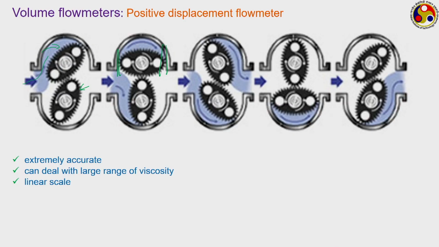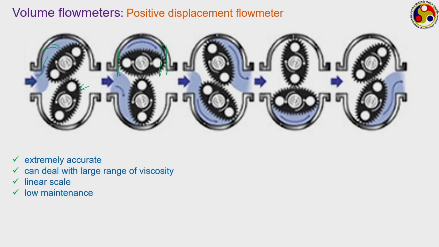Linear scale, because it is a very easy measurement, we are just counting the number of such discharges and the volume corresponding to each discharge is given. So the final volume flow rate is just a linear function of the number of such collection and discharge combinations that have taken place. Not too many maintenance requirements, because the one shown here is a simple gear arrangement, so you hardly need any maintenance. No external power required, because the movement of the gear is because of the inertia imparted by the fluid motion itself.